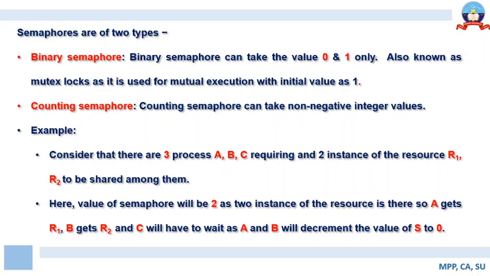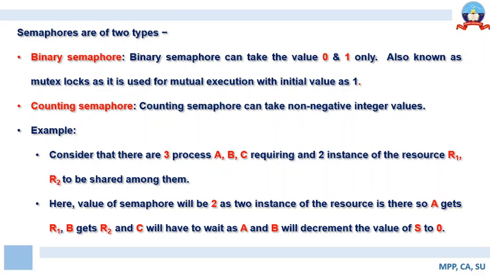As the processes are arranged in the sequence A, B and C, first A will get the resource. Once A gets the resource, the value of the semaphore will be decremented by 1, so the value of semaphore becomes 1 from 2. After that, B is allotted the other instance of resource. Now the value of semaphore is decremented by 1 further, so it becomes 0 from 1.